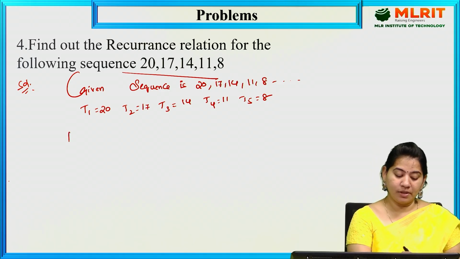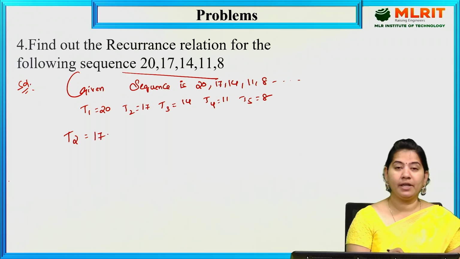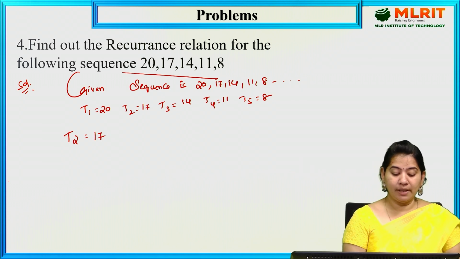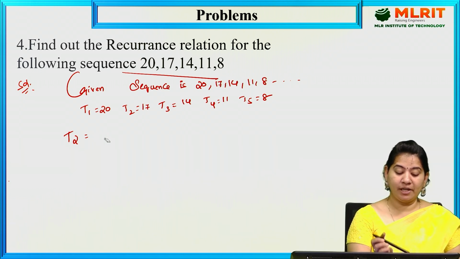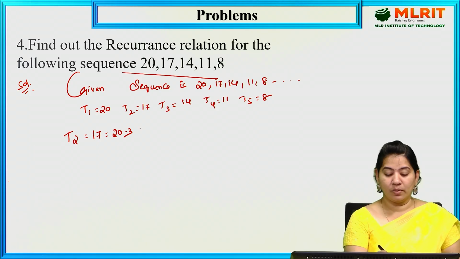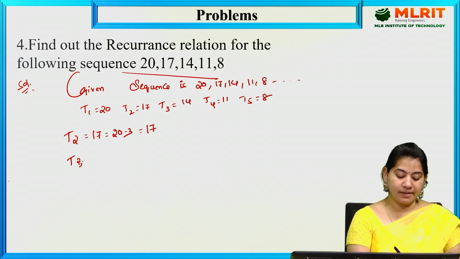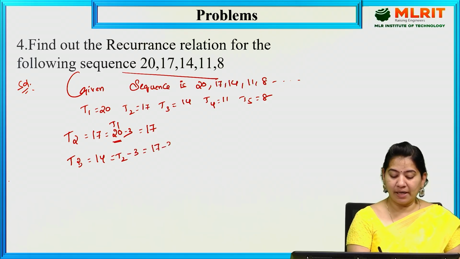So now if you observe here, in terms of T1 you have to get T2, so you should get T2 as 17. So if you want to get T2 as 17, what you have to write here is 20 minus 3, which is nothing but 17. T3 is equal to 14. So 20 is nothing but T1, and here if you take T2 minus 3, what is T2? 17. 17 minus 3 is what?